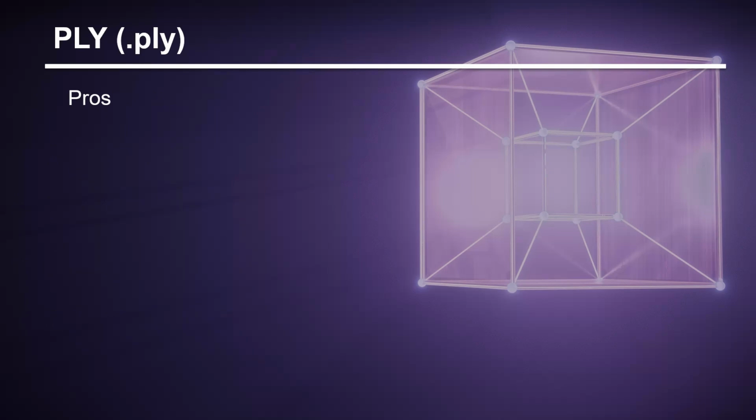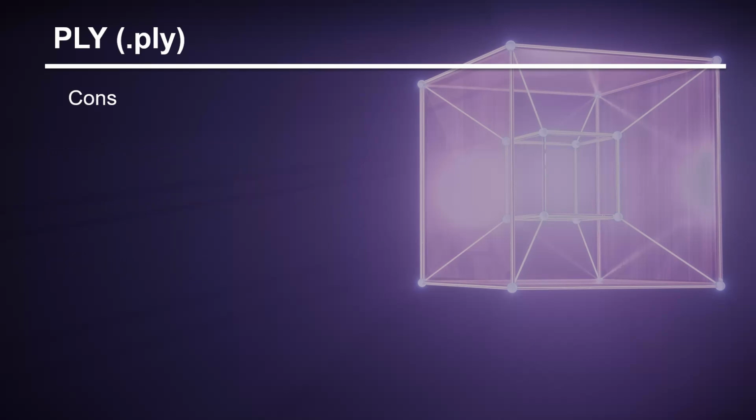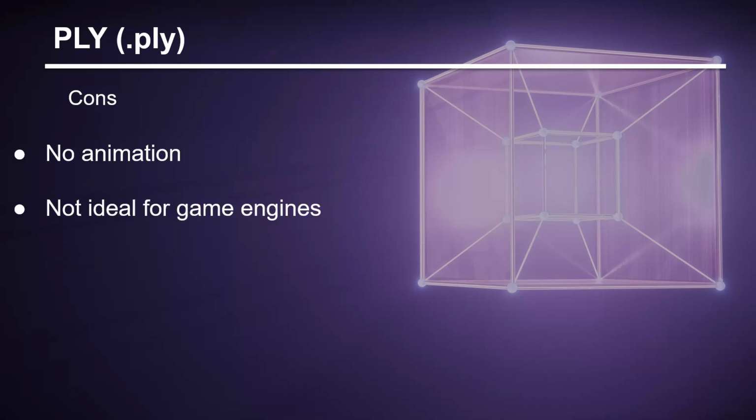The pros of using PLY is it is ideal for 3D scanning as it supports multiple vertex attributes and it can be ASCII or binary. The cons of using PLY is it does not support animation and it's not ideal for game engines.